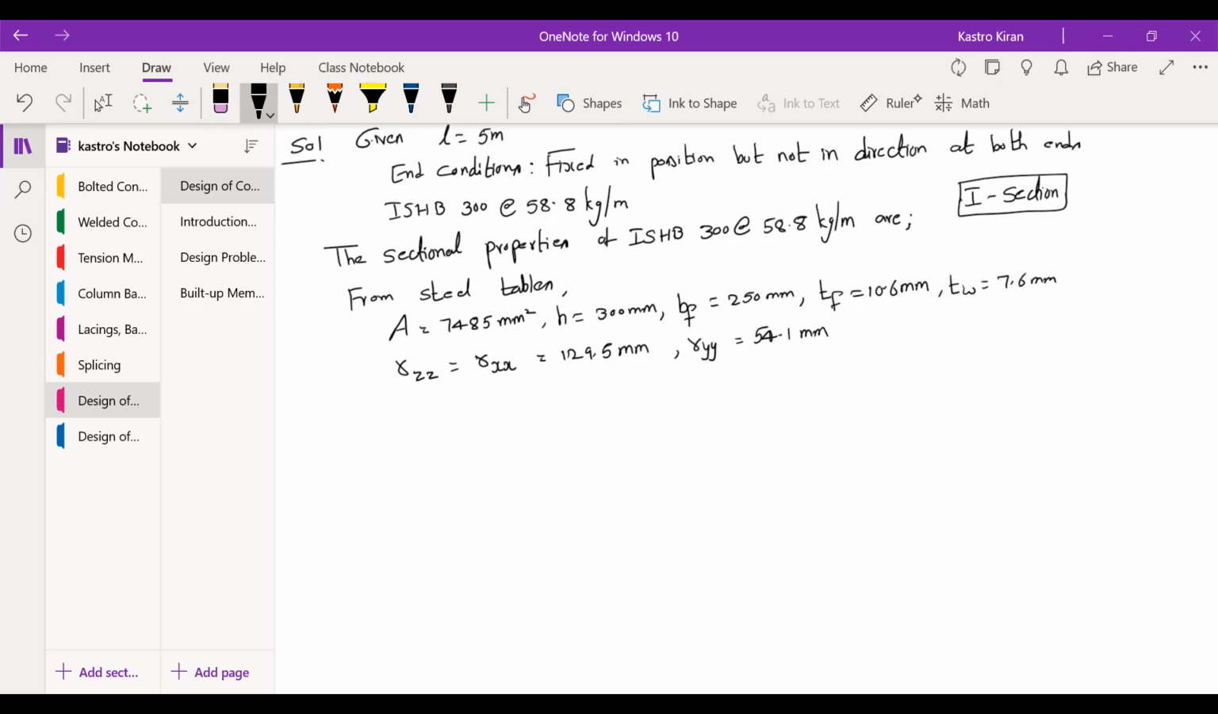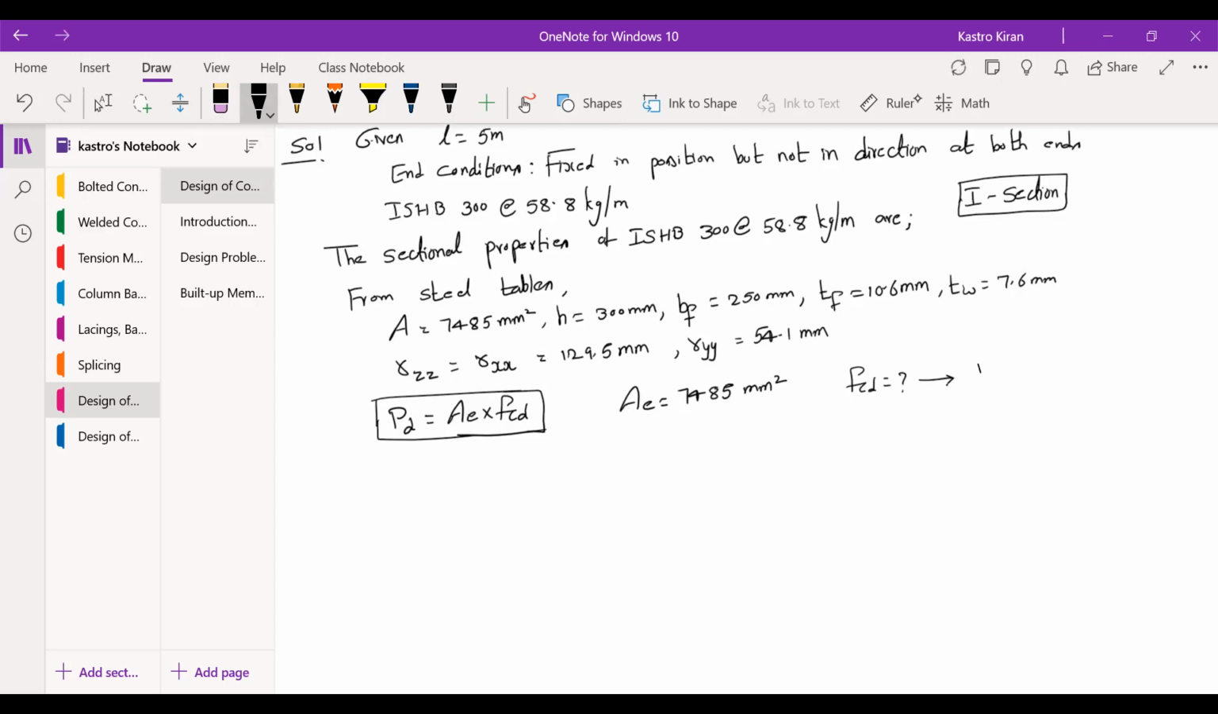Now, what actually do we have to find out? We have to find out the PD value, that is AE into FCD. In order to find the PD value, you need two values, AE and FCD. The AE value you already know from the steel tables book, which is 7485. So AE equals 7485 mm square. What we don't know is the value of FCD. So let's go in this way.